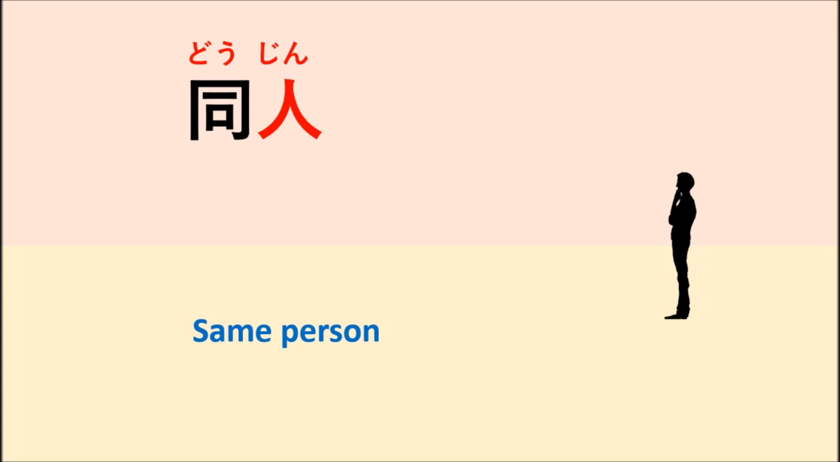Dojin. Dojin means same person. Do has the meaning of the same, and jin means people, right? So you put the same and people together, and that means the same person or the same people. You see here, dojin.